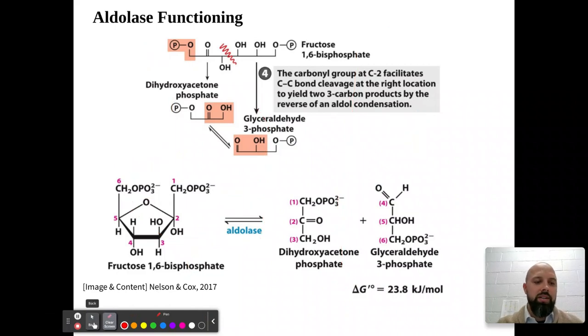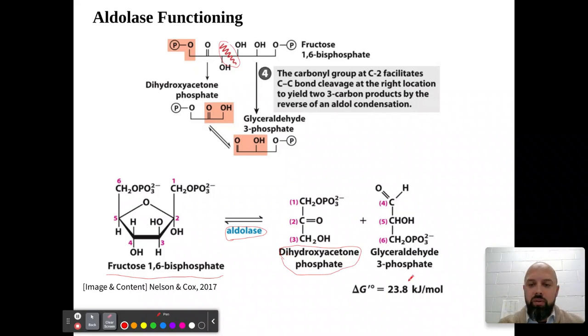So here's aldolase again. Its key role. Aldolase's job is to break this bond here, and in doing so, it breaks that fructose 1,6-bisphosphate. Again, that's on the left side of our reaction here. Aldolase is that enzyme that's catalyzing this reaction, and we break it into dihydroxyacetone phosphate and G3P, which is glyceraldehyde 3-phosphate.